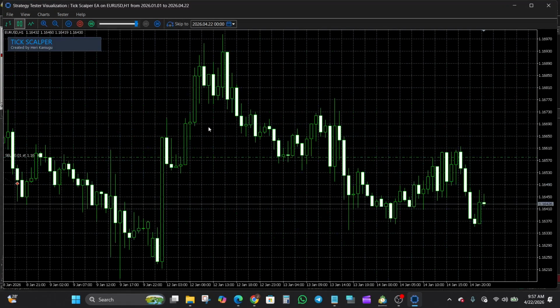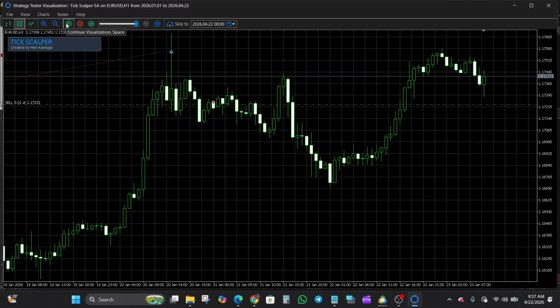Okay, so right here, let me pause this. We can see the first trade has been opened. Now, if we take a closer look at this, the entry happened during a short burst of momentum. This is typical of tick scalping. The EA is reacting to very small, rapid price movements. So the entry logic here is essentially momentum based at the micro level, filtered by spread and volatility conditions. It's not waiting for big confirmations. It's trying to get in quickly when conditions are favorable. So let's just continue.